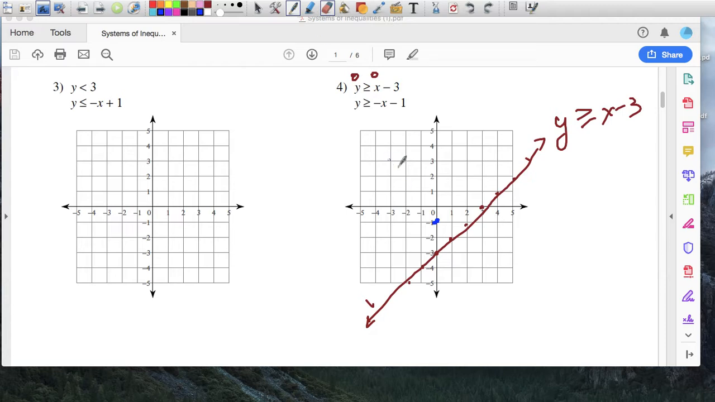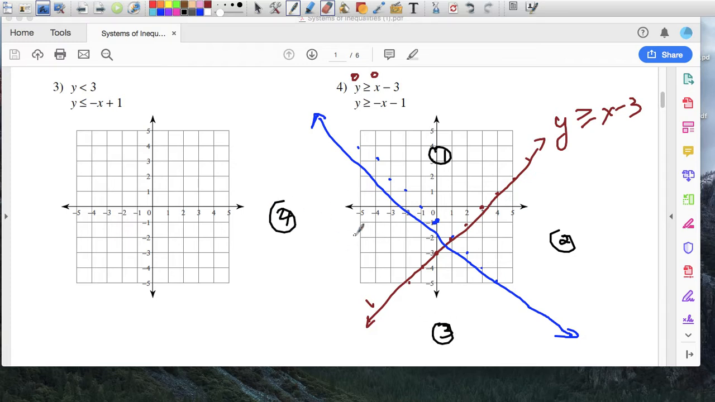And -1 and 1, so it's one that goes 1 down, 1 left. So again, it's this. It's a straight line. So if I label these parts in this manner, I have section 1, section 2, section 3, section 4, right? One of these four sections is the area where the two shaded regions would overlap.